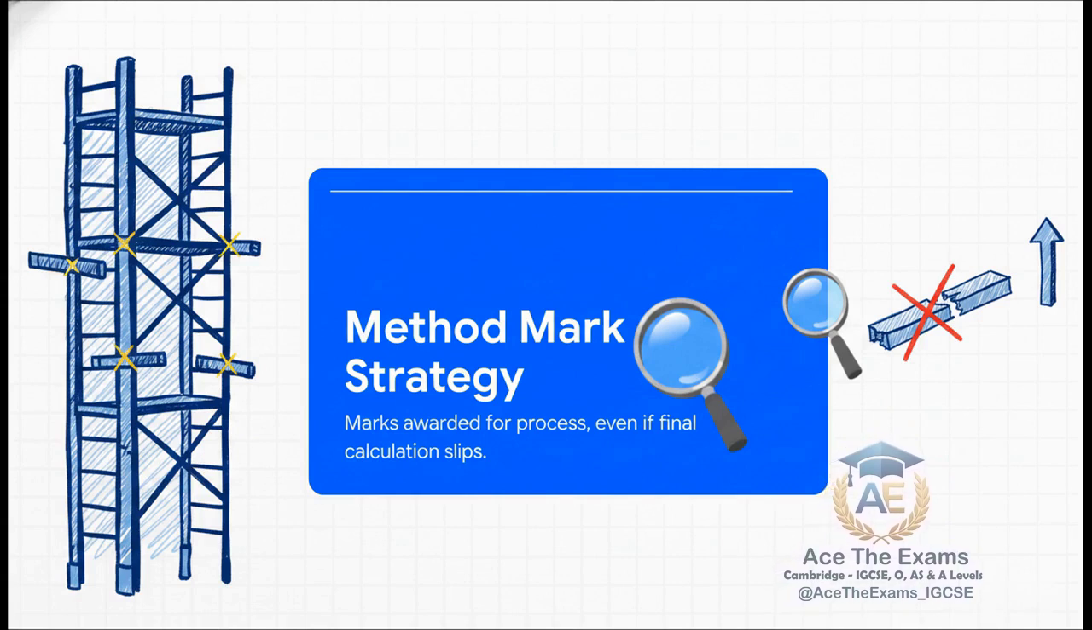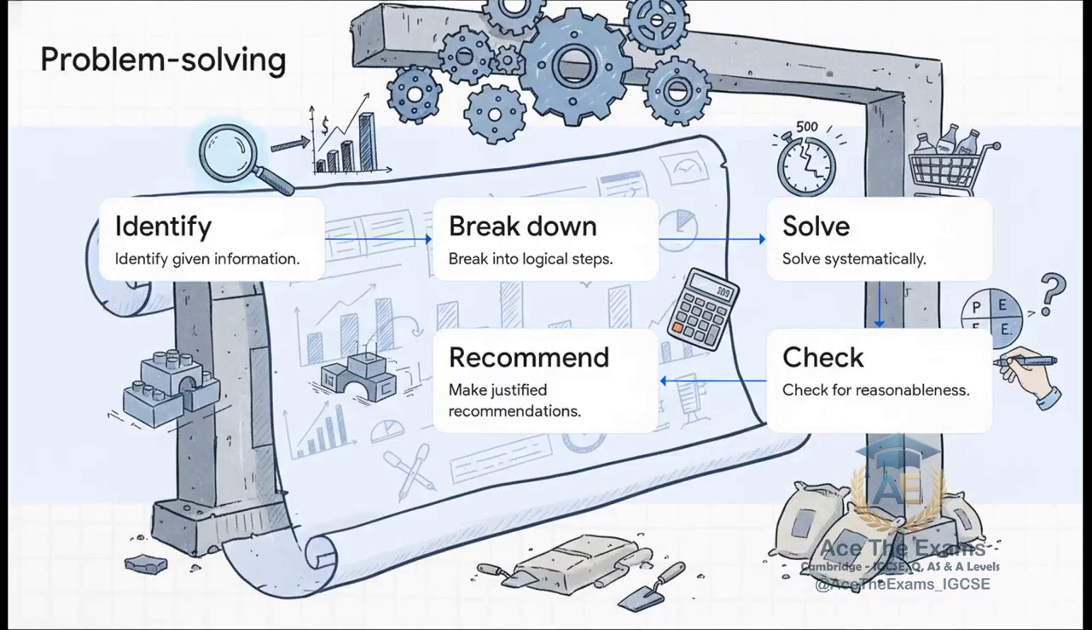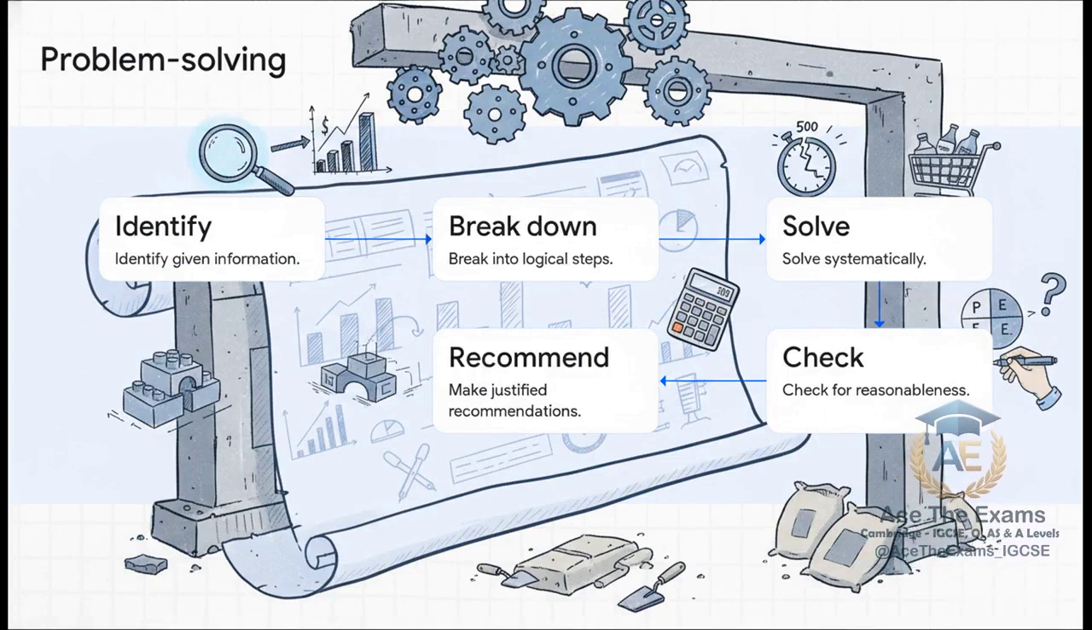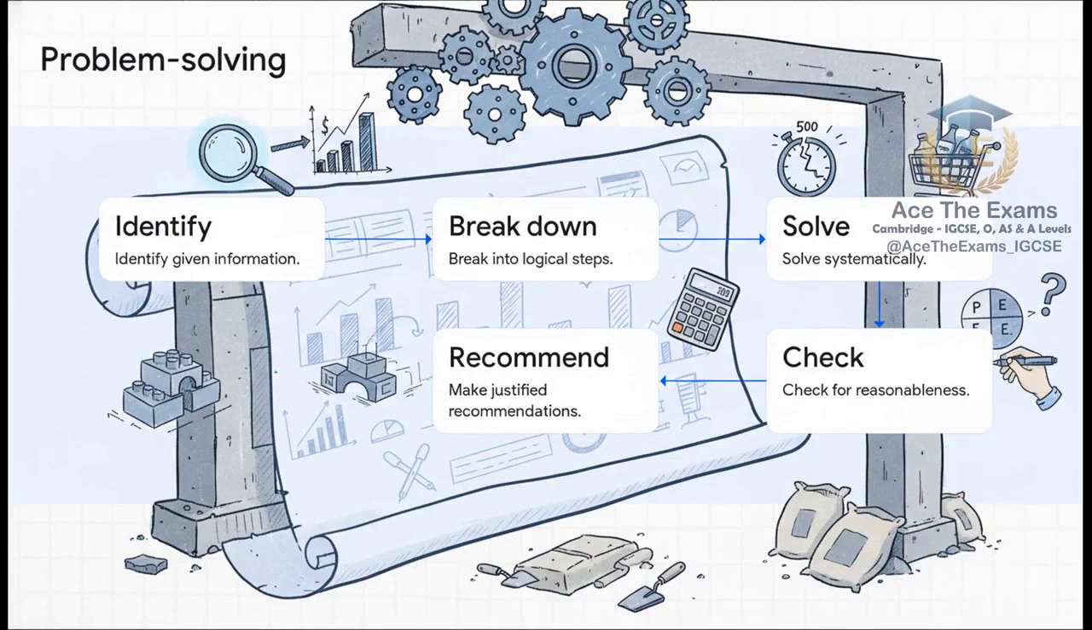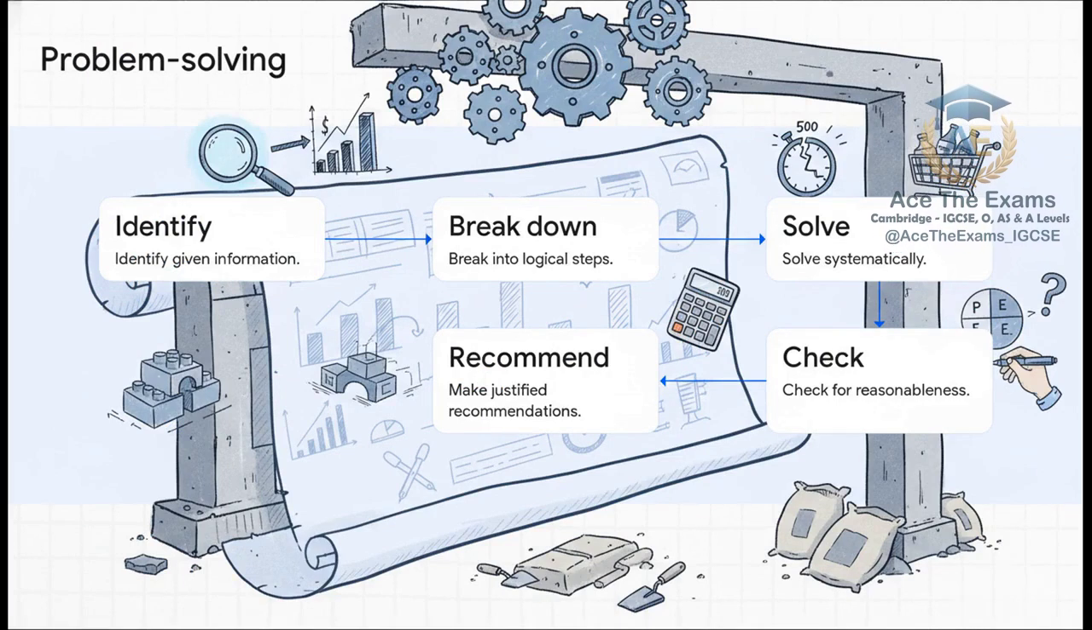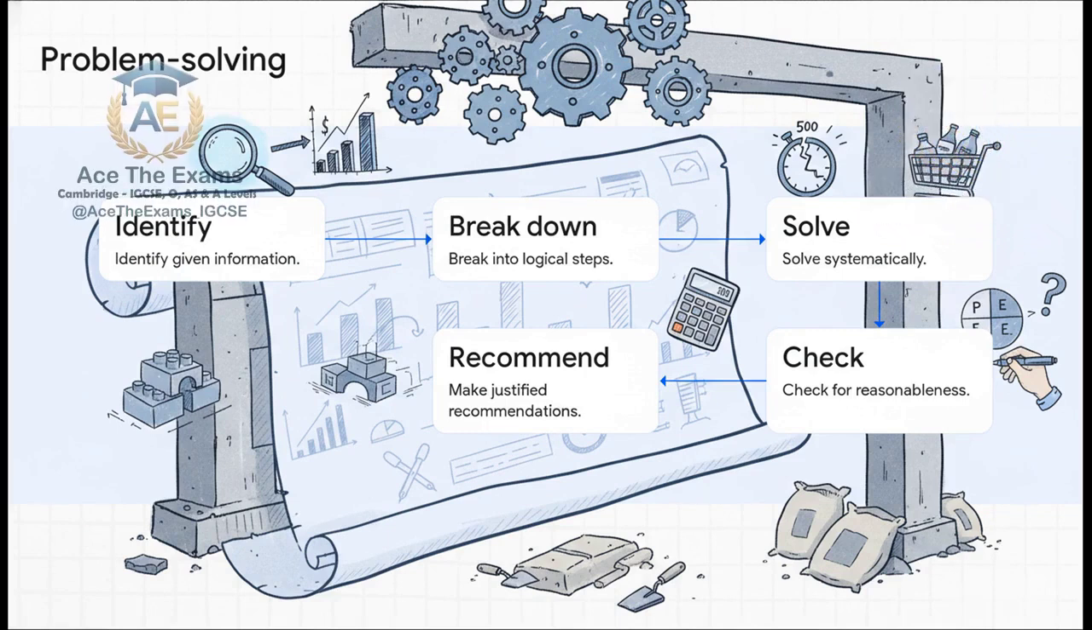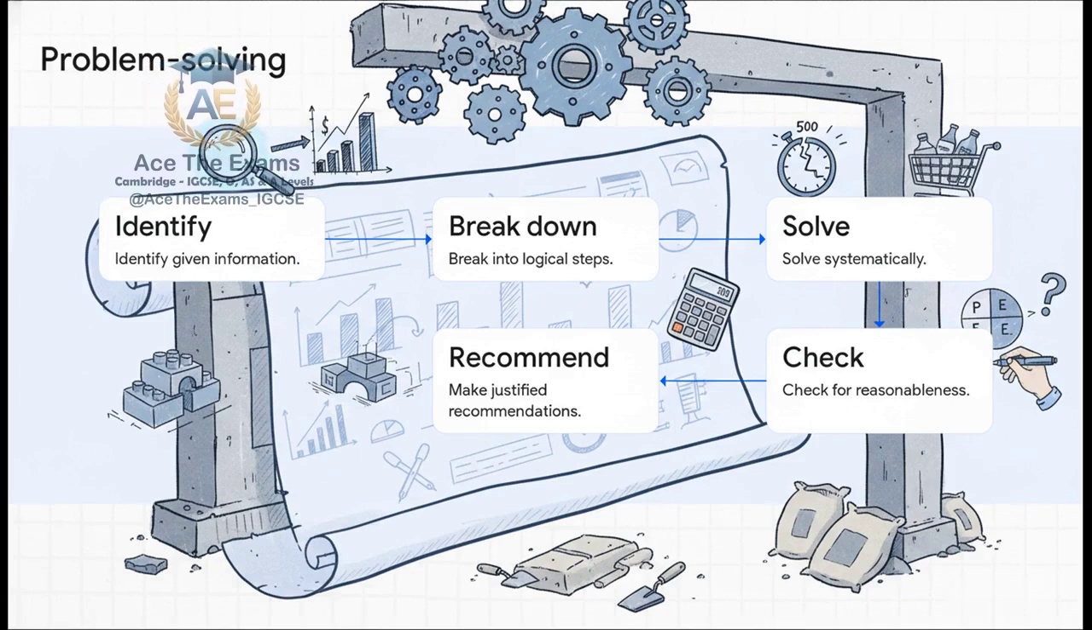Show your work. To ensure that your scaffolding is perfectly engineered every single time, we use a deconstruct, solve, evaluate methodology. Here is exactly how you engineer a load-bearing response block, step by step. 1. Identify given information. Literally take your highlighter and highlight the key financial data in the text. 2. Break it into logical steps. Decide right then and there which specific efficiency ratios are needed to answer the prompt.